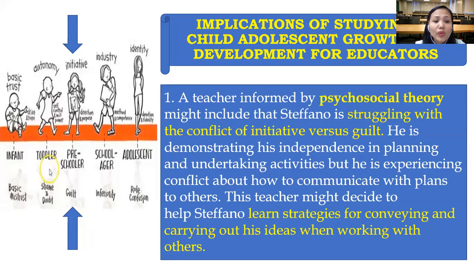This teacher might decide to help Stefano learn strategies for conveying and carrying out his ideas when working with others. So the teacher will help Stefano to communicate directly when working with others so that they will know what he is doing. For example, he must say, "This is for my mother, and I must be the one doing it because I want this to be my present and I want to create it alone."